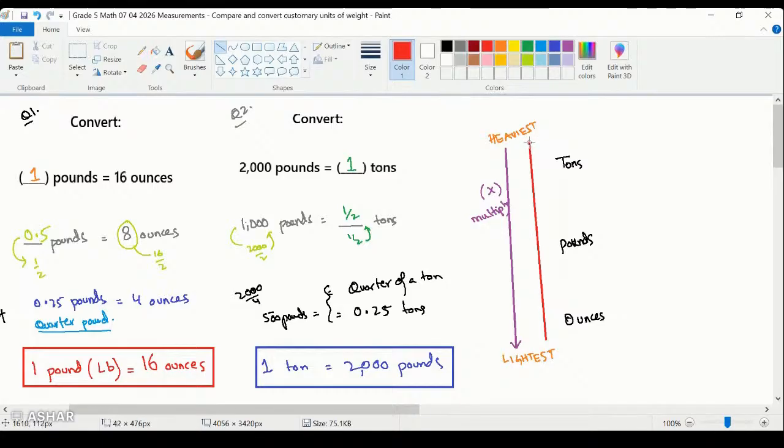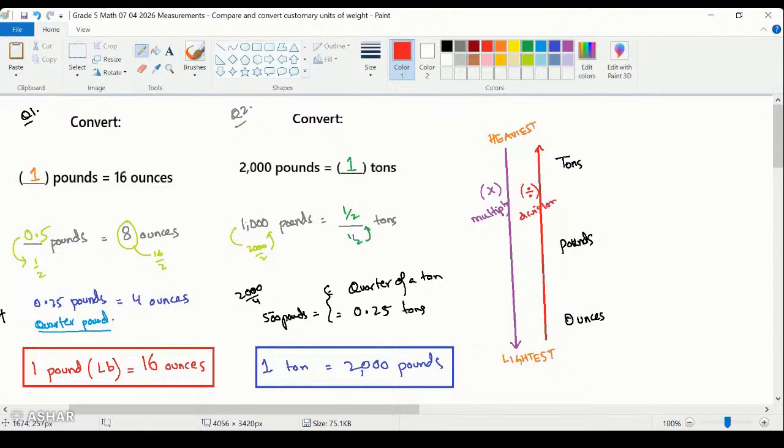Okay, sorry, just a moment. Okay, I'll wait, no problem. We say when we're going from the smaller values, that is the lightest weight, toward the heaviest weight, we do division.